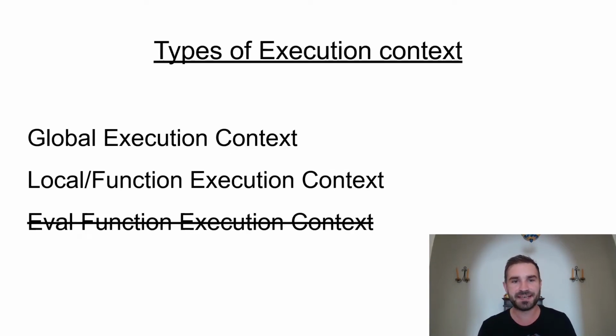Yeah, so looking at the types of execution context, there is the global. As you can imagine, that is when you're not inside a function. So as soon as you start writing code, globally declared variables, function declarations, things like that, they're all in the global execution context. As soon as you enter into a function, that is the local or function execution context. And we've got a third type here. As you can see, it's struck through. This is the eval function execution context.